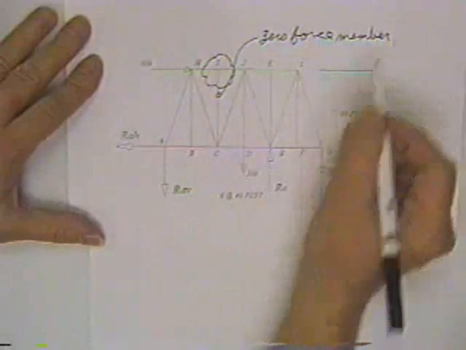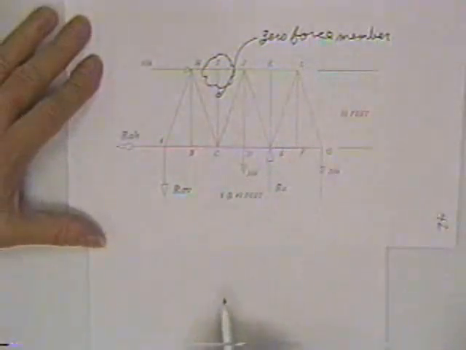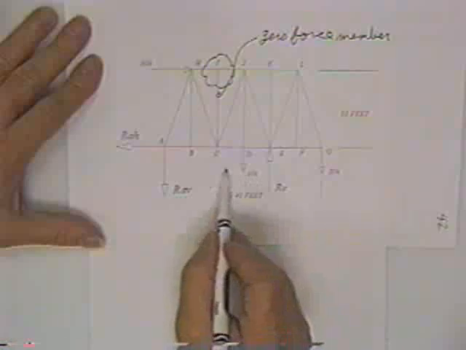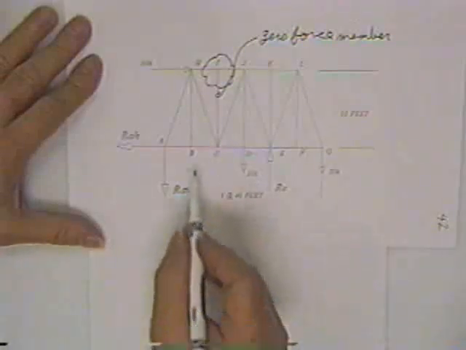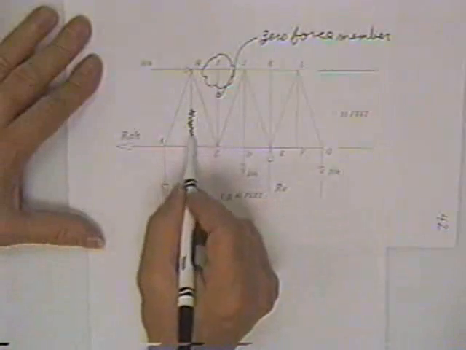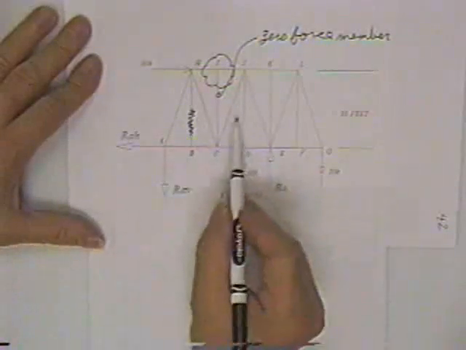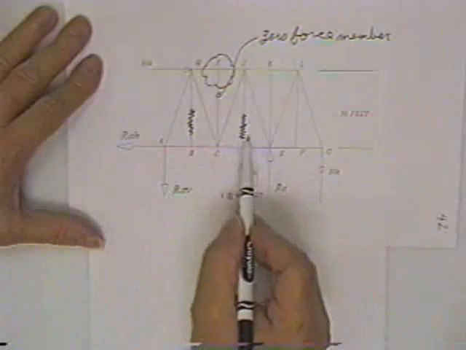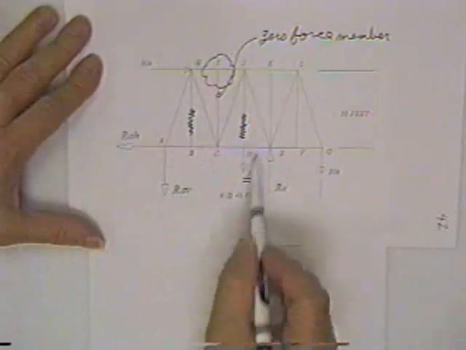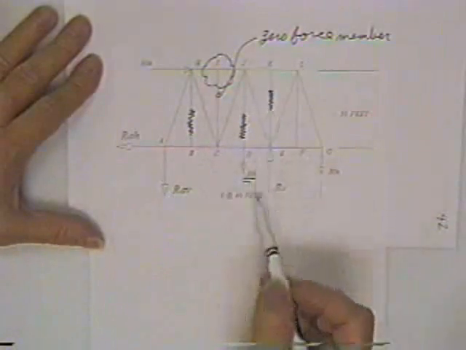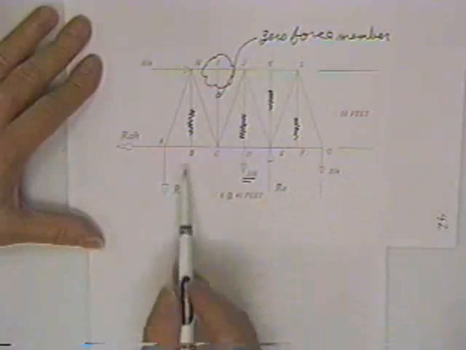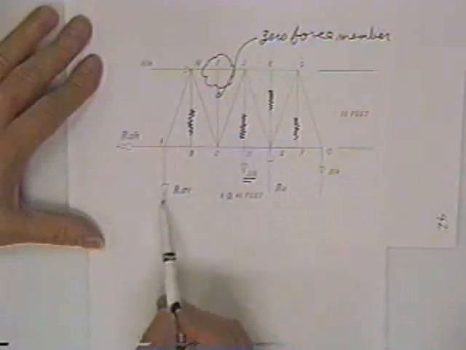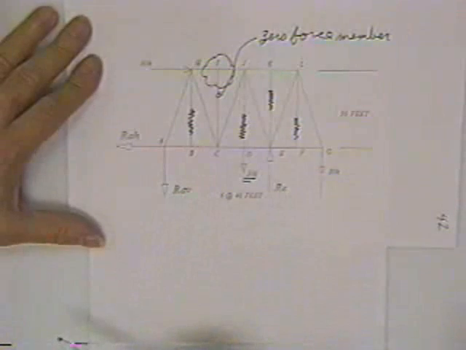And that doesn't mean that it'll always have zero force. When this 30 kip truck gets somewhere else, it may have some force in it, but right now it's not necessary. This is a zero force member. The force in this one is 30K. This is a zero force member. This is a zero force member. They may be there for nothing more than to brace these long members, but there's no real load in them.